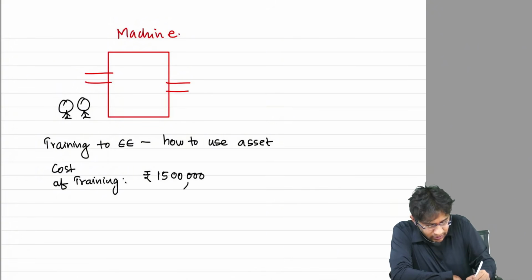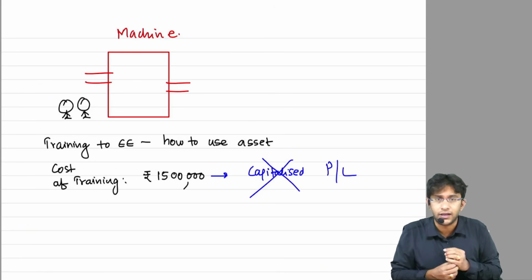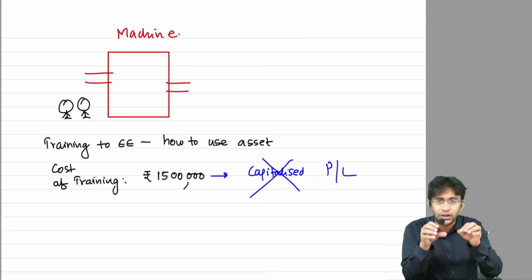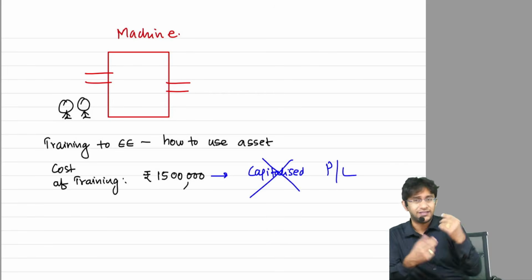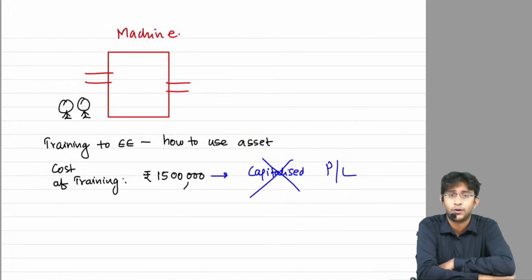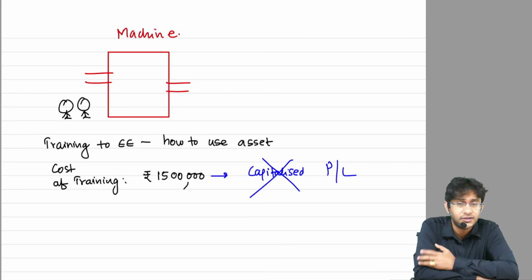Question is very simple, sir. This one, can it be capitalized? The answer is no. This will be transferred to the P&L account. Sir, it is a necessary cost, correct? If you do not incur this, my employee will not be able to operate the asset. True. That's the reason we are incurring. Every expenditure is necessary only. Otherwise, why will anybody incur any expenditure if it is unnecessary? Of course, it is necessary. Then why can't you capitalize it to the cost of the asset?